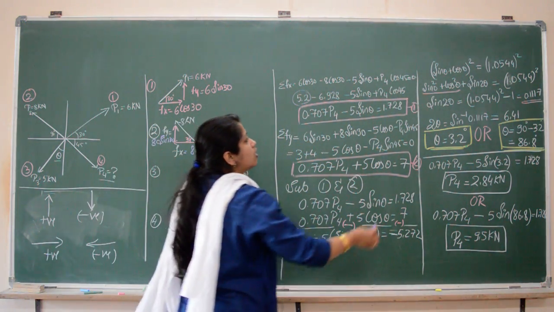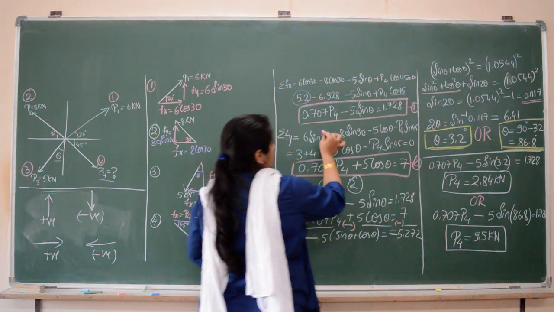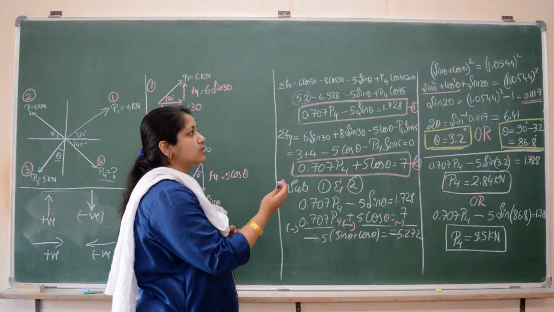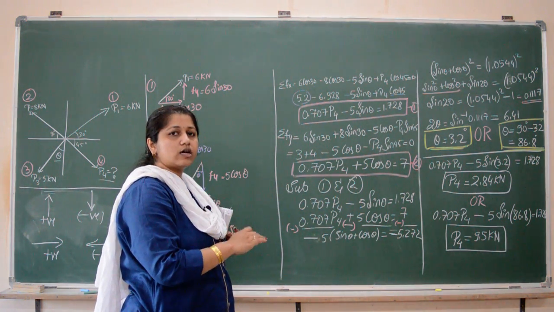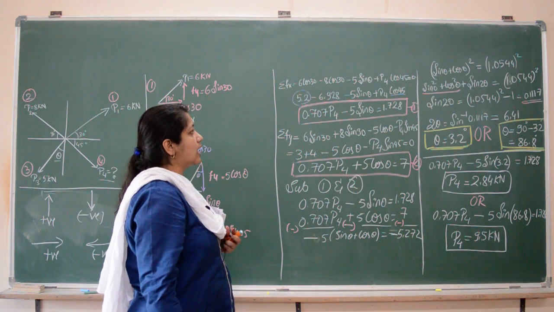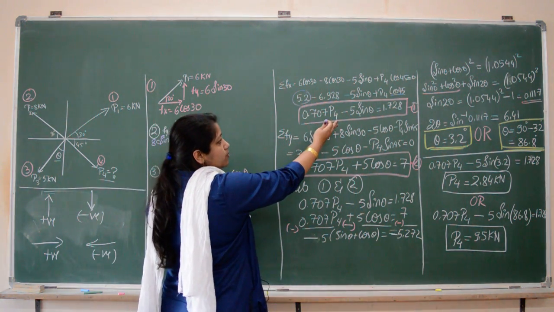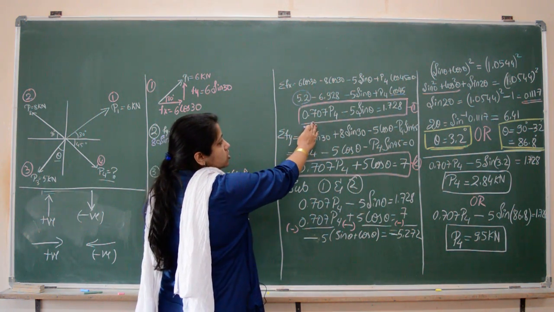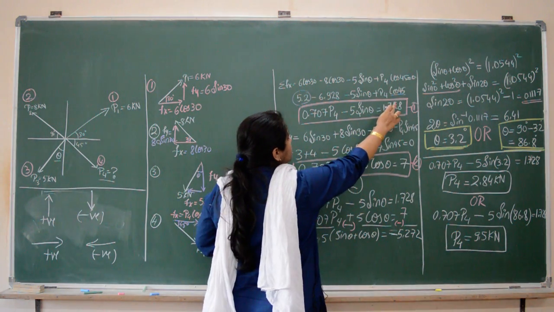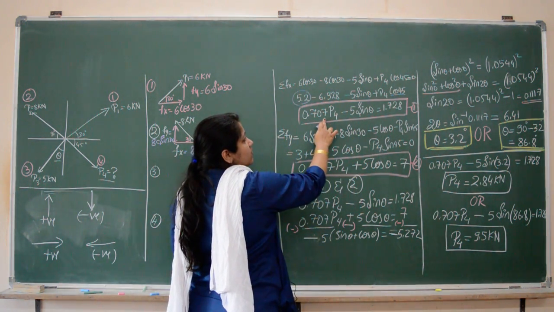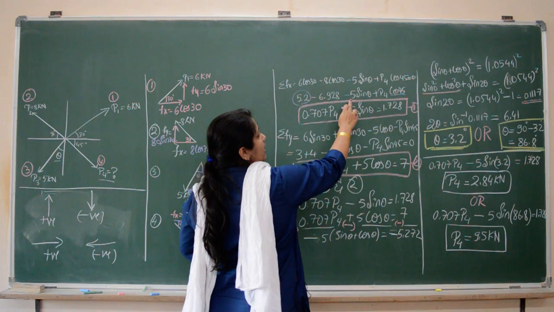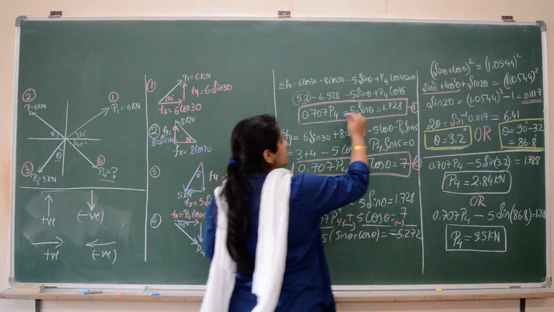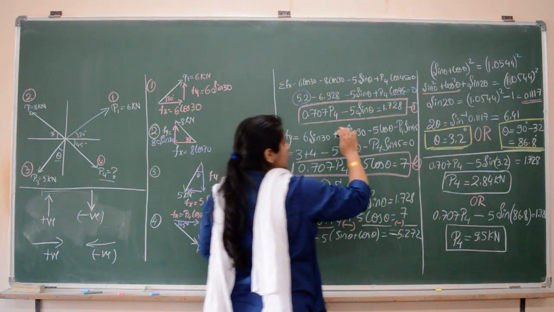What I can do here, cos 45 value I will find out and just write it. Okay. So as much as possible I will simplify things. Whichever are the unknowns, I just place them as they are. On further simplification, I arrive at this equation. So cos 45, 0.707 P4 minus 5 sin theta, I have kept as it is. This equation equals 0.